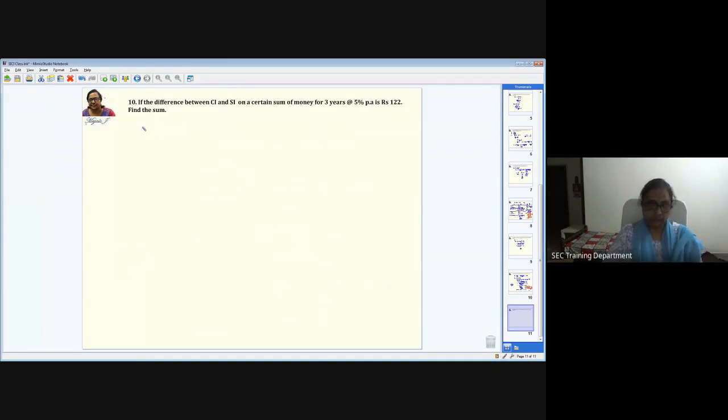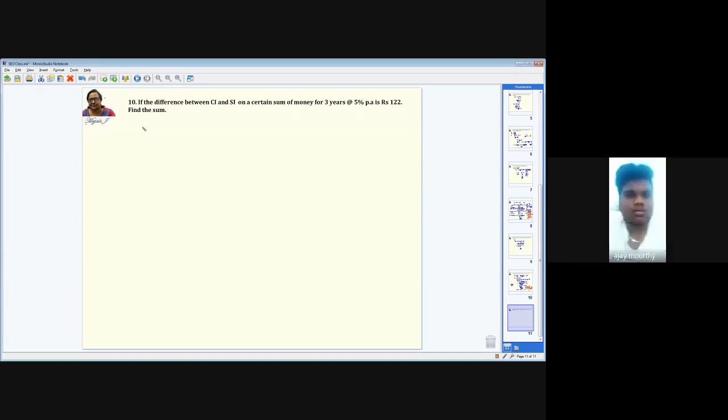Tenth. The difference between the compound interest and simple interest on a certain sum of money for 3 years at 5% per annum is 122. Find the sum.